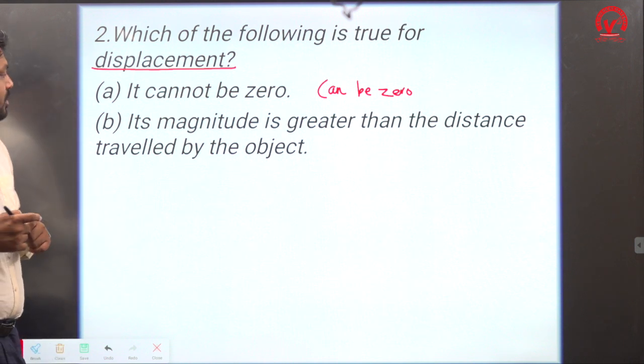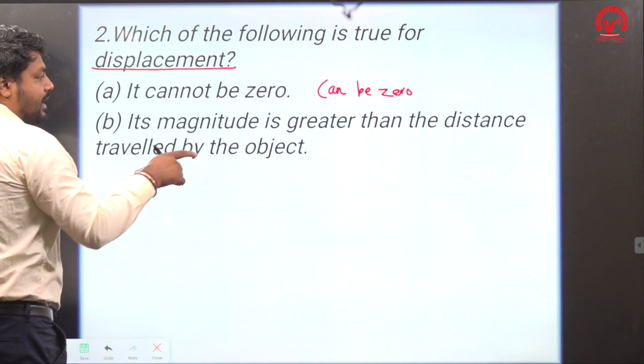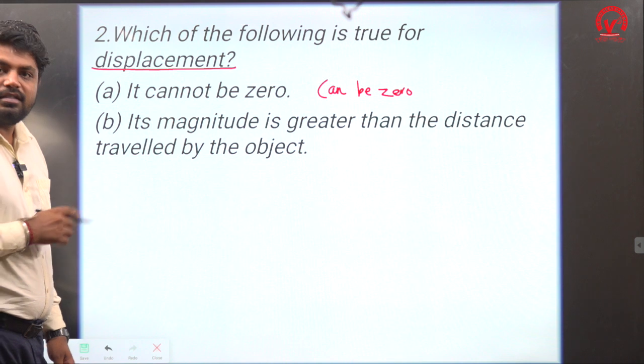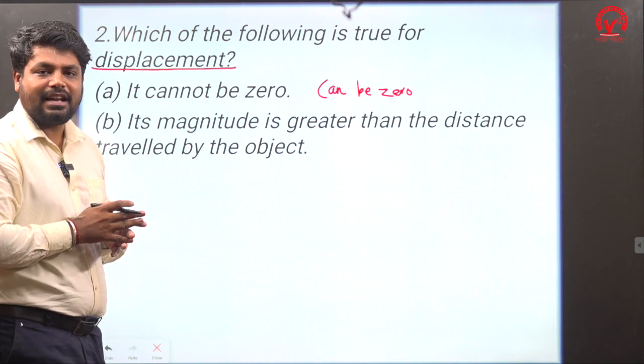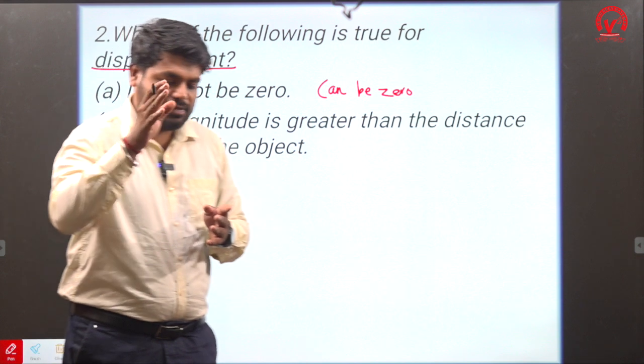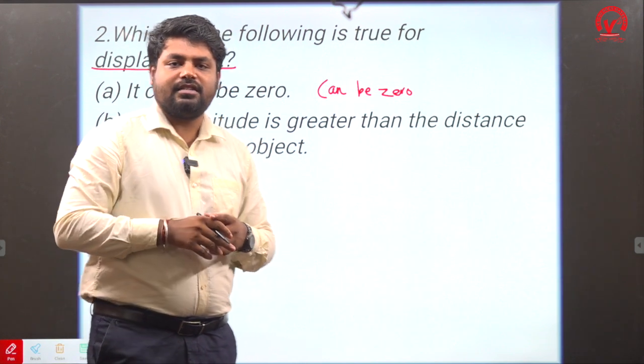Displacement's magnitude is greater than the distance travelled by the object. Whether it is true. See, which is greater? Displacement is never greater. So displacement is the shortest path, right? It is always smaller than the distance.